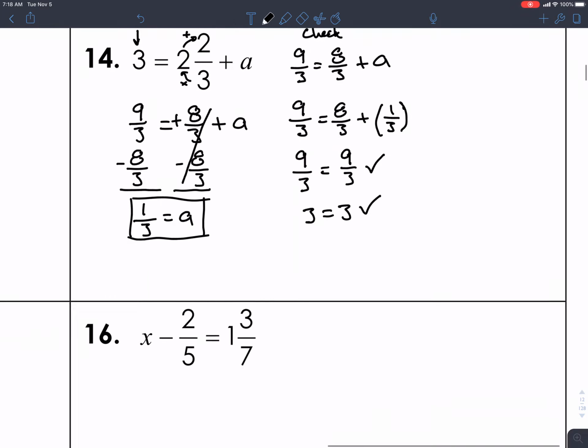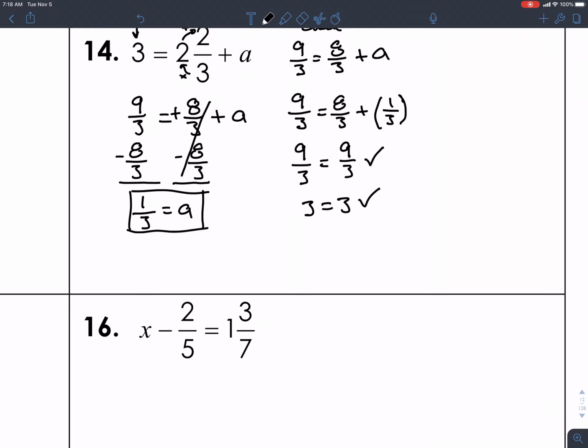Again, let's do that again on number 16. So I'll move down here to 16.